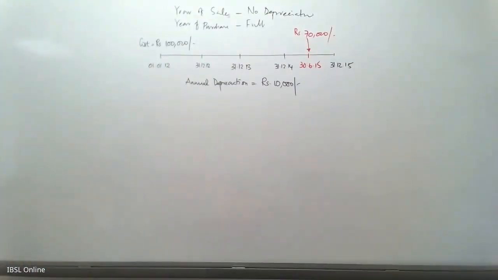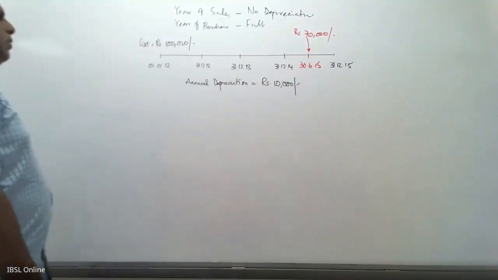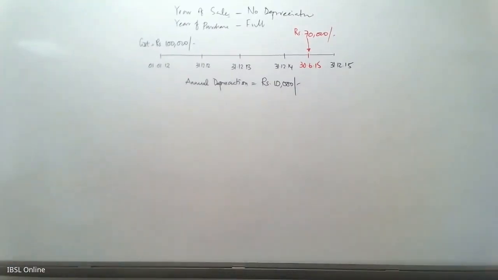Now you can see on the board I have put down all the timeline, that is from 1st of January 2012 to 31st December 2015. The basic idea is that we are assuming it is a 1st January to 31st December company, so the financial year ends on 31st December every year. The cost is 100,000 and the disposal is taking place in 2015, on 30th June 2015.